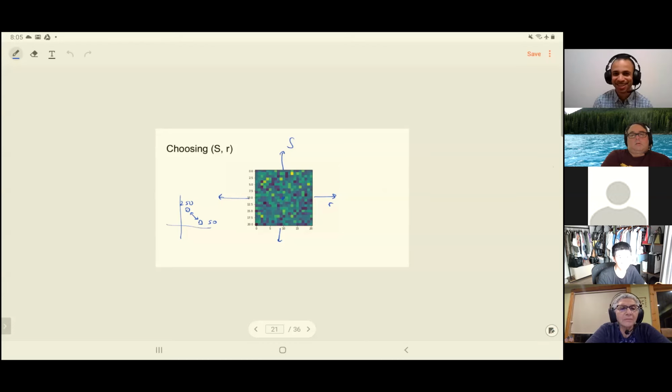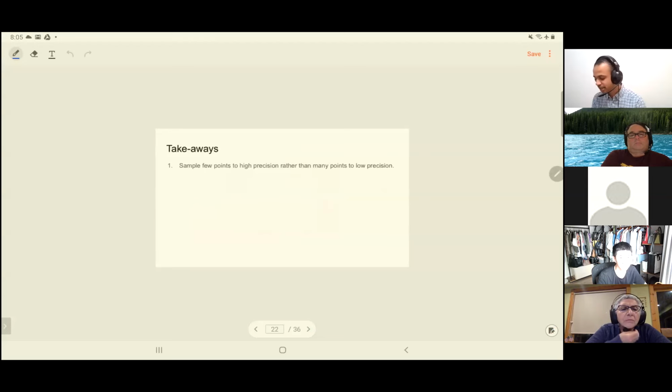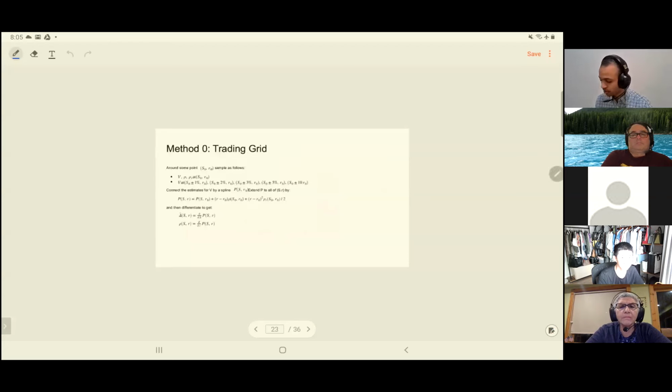Okay, so the takeaway that we take from that experiment with the stochastic gradient descent is that it's better to sample few points to a higher precision rather than many points to a low precision. And so now we'll go into the actual methods that we use to interpolate between these points. The first one is based on a method that was actually in use at Securian, and it was described to us by Gary, called the trading grid method.